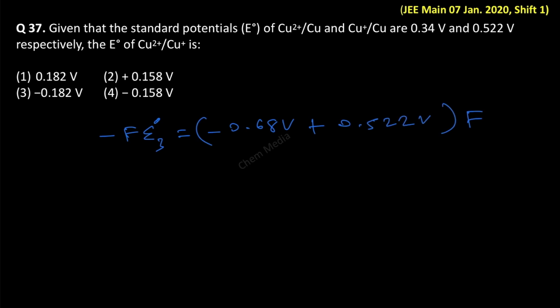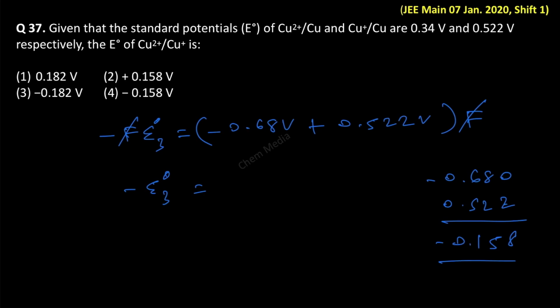Let's take the Faraday constant outside. So, we can cancel the Faraday constant because it is common on both sides. So, therefore, minus E3 standard is equal to minus 0.680 plus 0.522. 10 minus 2, 8, 7 minus 2, 5, 6 minus 5, 1. So, therefore, minus 0.158 volt. We have minus on both sides. Therefore, E3 standard is equal to plus 0.158 volt.